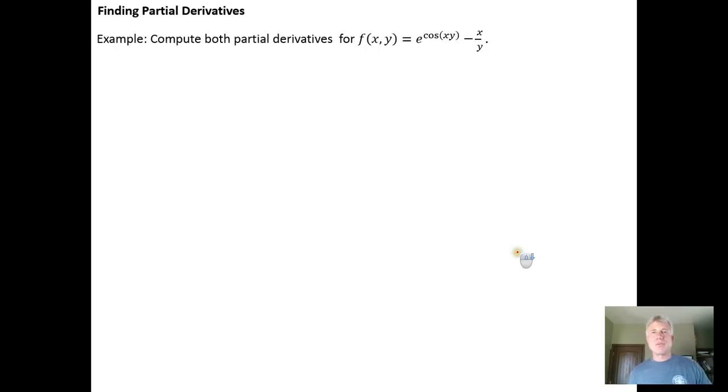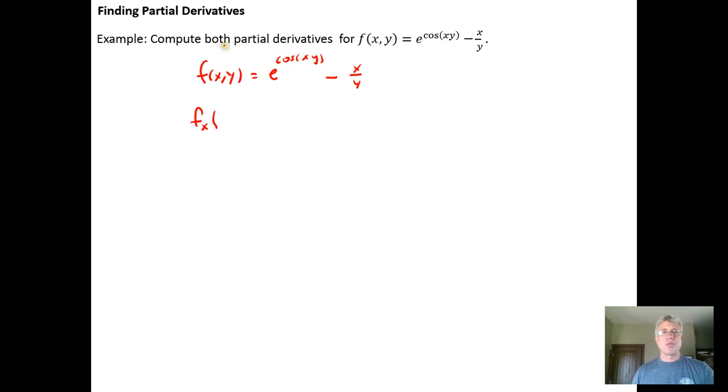So another example: take the derivative of f of x y. We have a function of two variables. Better put my cheater readers on, things are looking fuzzy right now. f of x y equals e to the cosine of x times y minus x over y. And we're going to take the derivative with respect to x first.